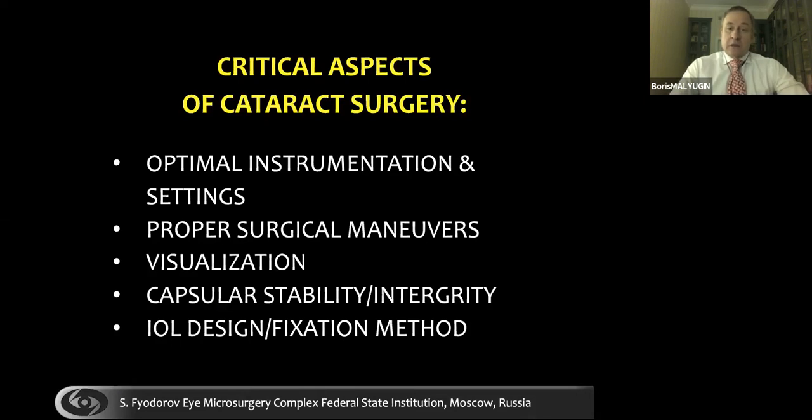Talking about cataract surgery, we need to keep in mind several critical aspects of that surgery. We need to talk about optimal instrumentation and settings. We need to talk about proper surgical maneuvers and visualization, capsular stability and keeping capsular integrity. And of course, IOL design and fixation methods. So there are many of them to be kept in mind. However, I will focus today on visualization, which is one of the major things in cataract surgery to be discussed.